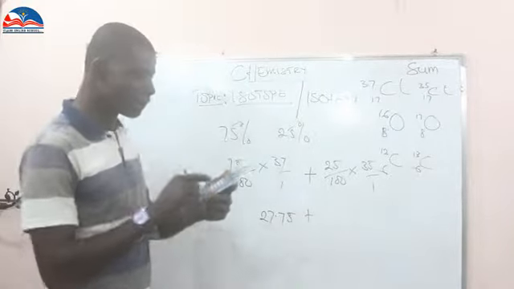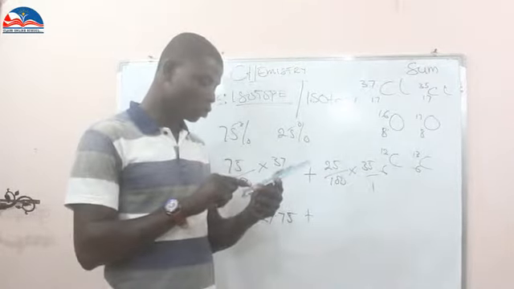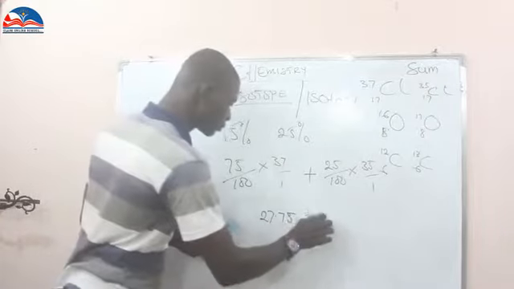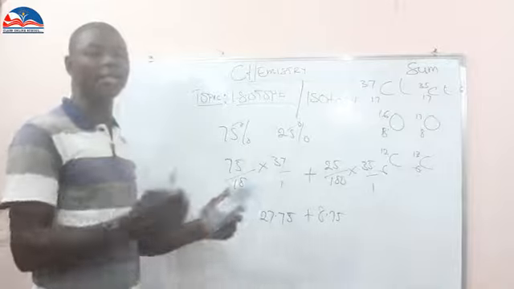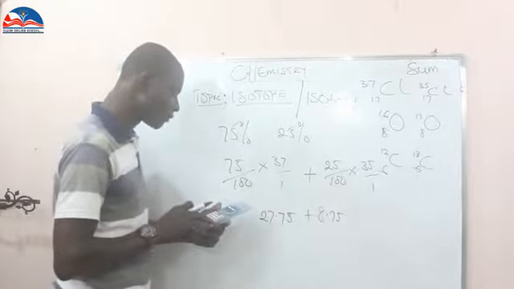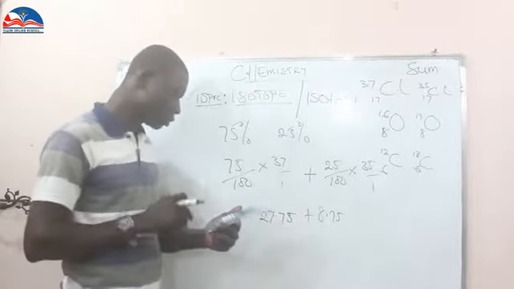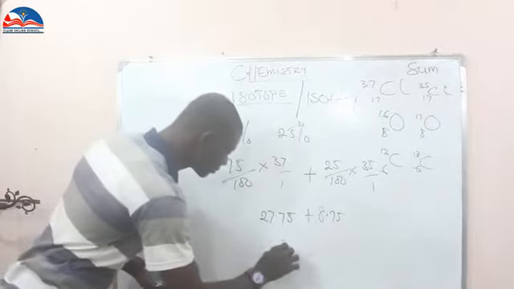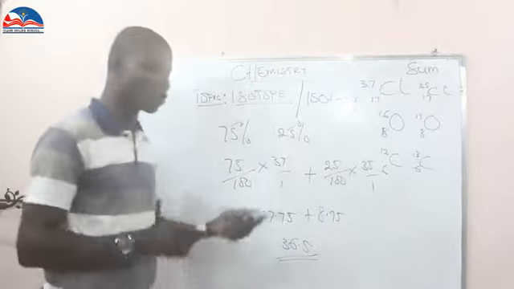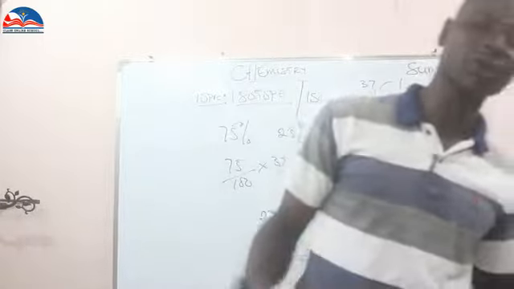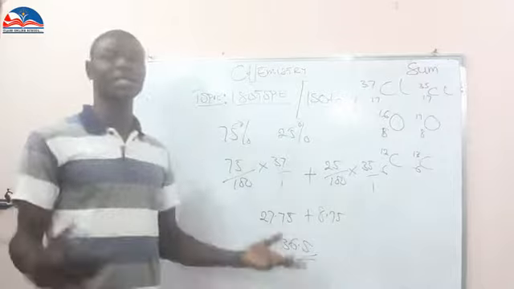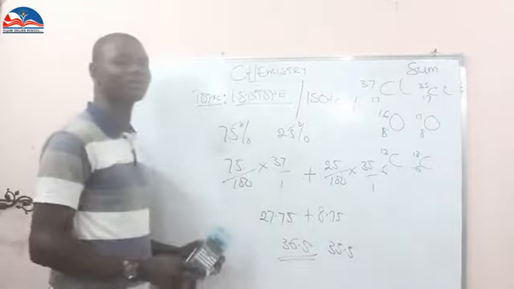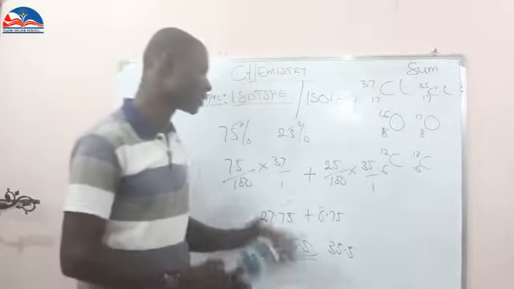I'm going to have 27.75 plus, again for here, 25 times 35 divided by 100, I'm going to have 8.75. Now I want to add the two of them together. So I'm going to have 8.75 plus 27.75. I'm going to have 36.5, and this becomes what we call their relative atomic mass. And this relative atomic mass is the relative atomic mass of chlorine. In some cases you see it in this form in chemistry, 35.5. You see it in that case, and that is from the percentage abundance.